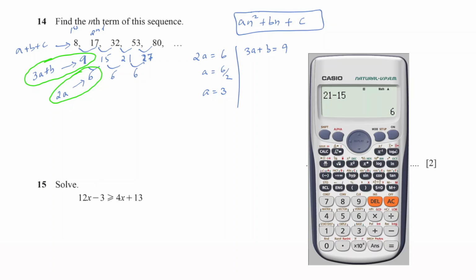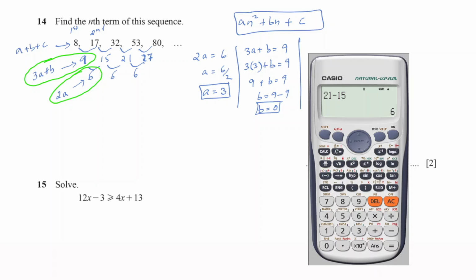Putting the value of a as 3 there, we can easily find out the value of b. So 3 times 3 is 9, plus b equals to 9. And this b equals to 9 minus 9. 9 shifts over that side, and 9 minus 9 is 0. So b will be equal to 0 and a equals to 3.